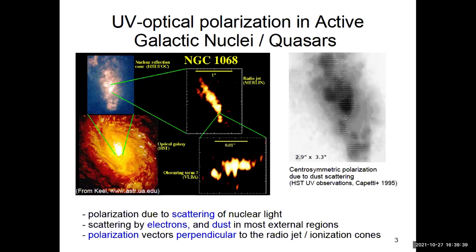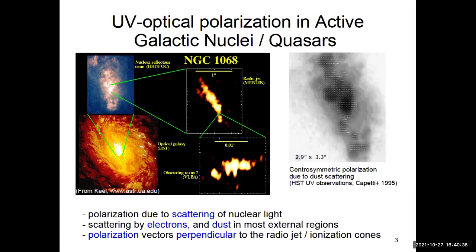So the UV optical polarization in active galactic nuclei and quasars is illustrated here. This is a typical nearby active galactic nucleus. You see the host galaxy, and the nucleus. Here we zoom, and we have the nucleus, the ionization cone, the radio jet in this case, and if we go really deep, we might see the obscuring torus with the black hole inside. What is interesting is this map, which corresponds to this ionization cone. We see the polarization, which is measured here, and is very high in the ultraviolet, about 10% polarization degree. And we see a centrosymmetric polarization pattern, which indicates scattering. So the polarization is due to scattering of the nuclear light.